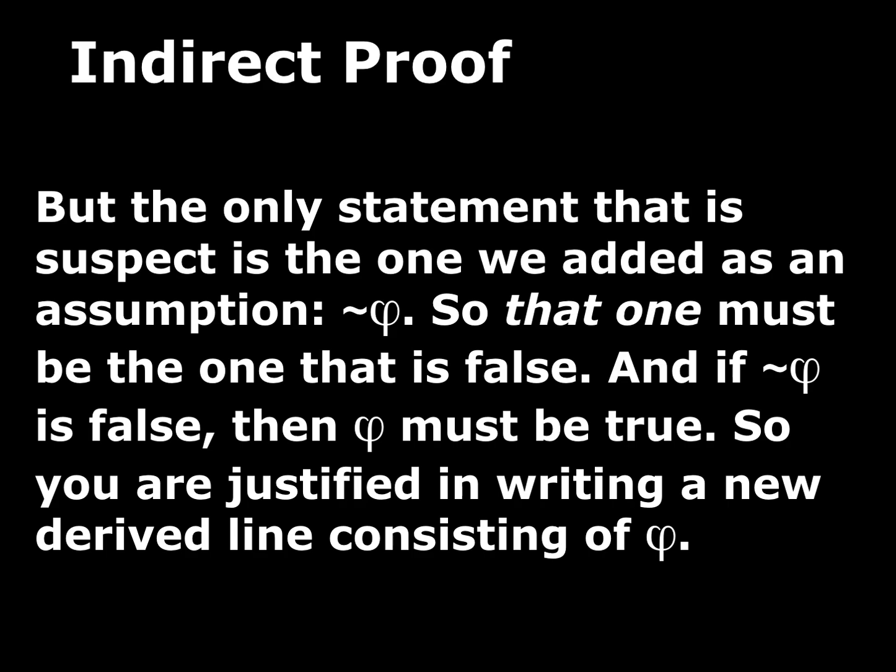So after you have derived your contradiction, you close your subproof with a line, from the bottom of the contradiction back up to your initial assumption. And then on the next line, you write the negation of your initial assumption. Your initial assumption was not phi, so you write phi, which is what you wanted. You wanted phi, which is why you made your assumption not phi.